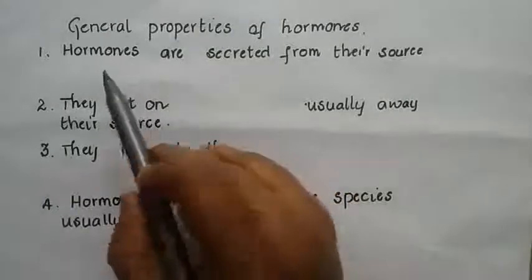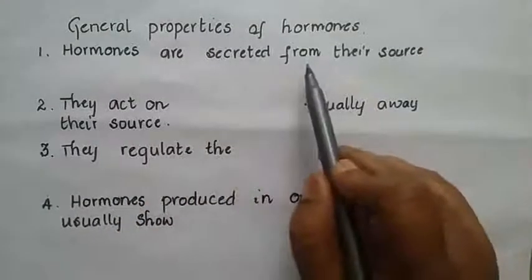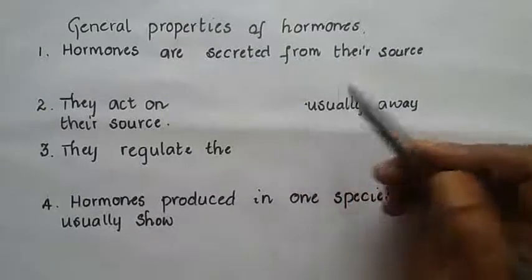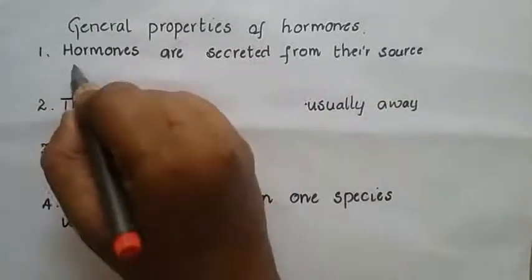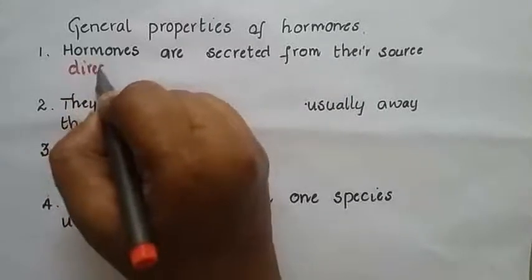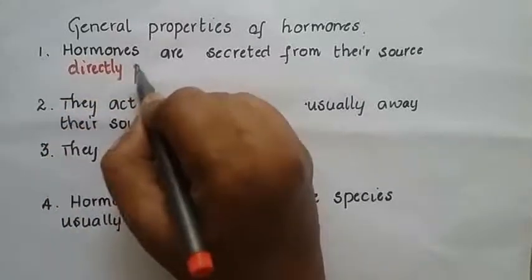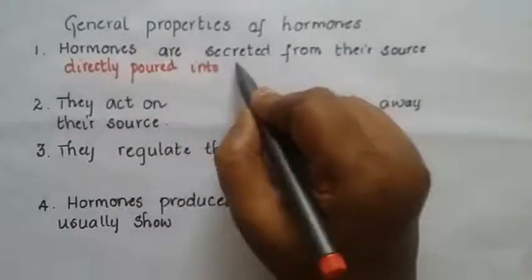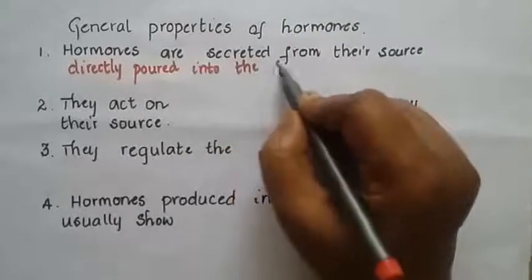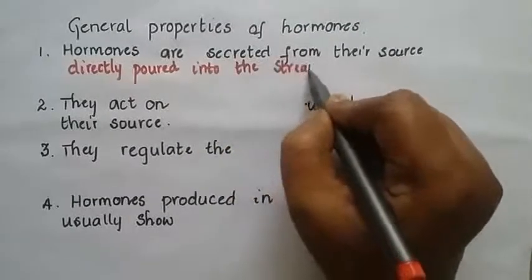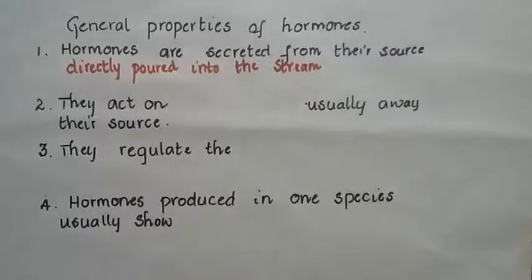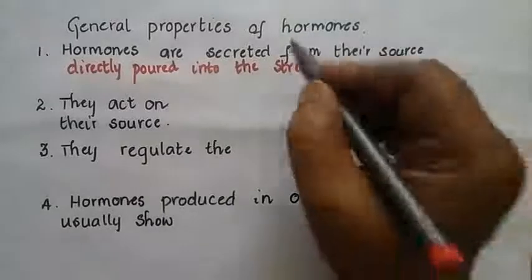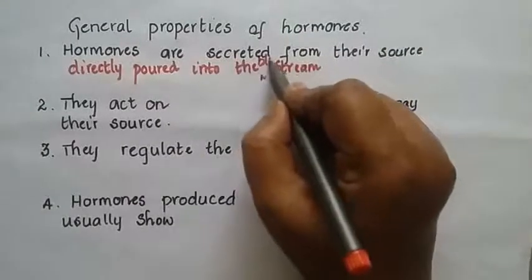Yes, children, hormones are secreted from their source. Right? So where is it directly poured? It is directly poured into the bloodstream. So what is the first characteristic of the hormones? Hormones are secreted from the ductless glands directly into the bloodstream. Right, children?